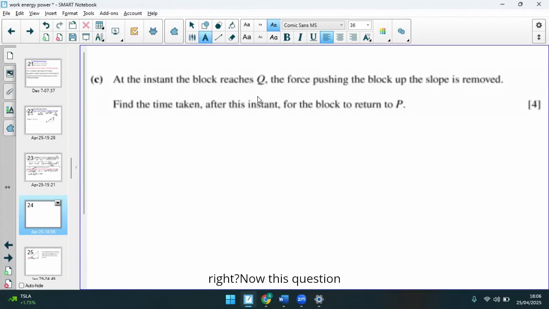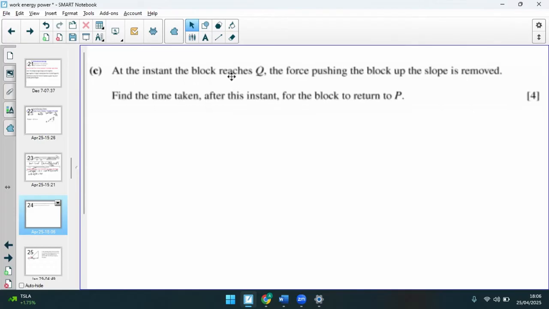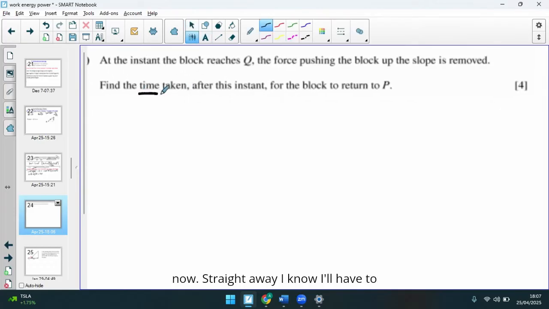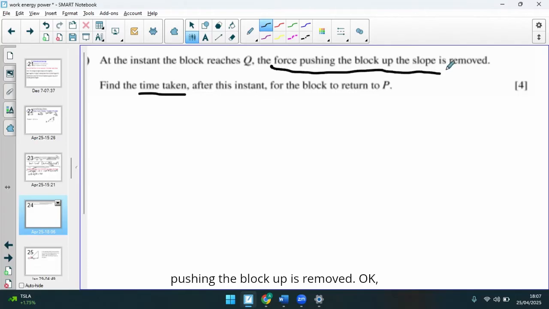Right, now, this question is asking you for the time taken. Now, straight away, I know I'll have to use the SUVAT formulas at some point, because the work energy formulas don't have time. Now, what's the question saying? The force pushing the block up is removed. So what that means is the driving force is no longer there. So the driving force is now 0.